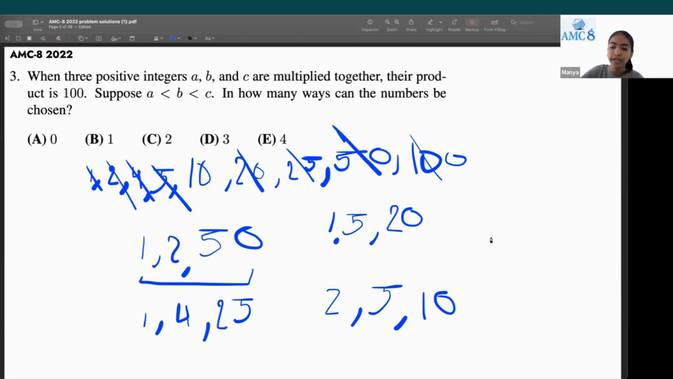But we can't do 1, 10, 10 because A has to be less than B and B has to be less than C. So what other ways can we make 10? 2 and 5. So 2, 5, and 10. So that's how we got 4 different ways to make 100, making sure that A is less than B and B is less than C. And so that's how we got our answer choice E.